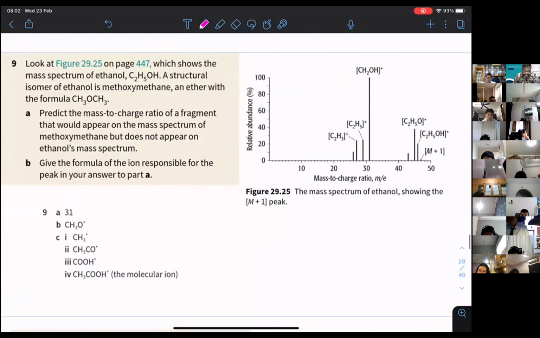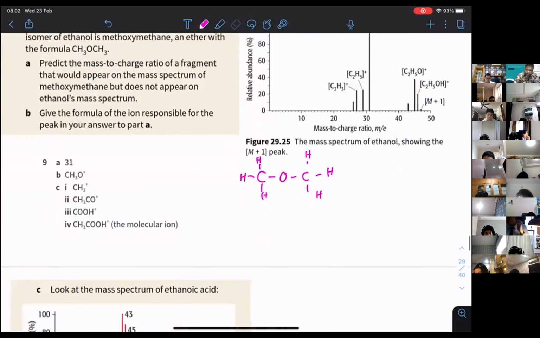For the next question, they ask you to look at the figure, and they say it is an ether with the formula CH3OCH3. They ask you to predict the mass to charge ratio of a fragment that will appear on the mass spectrum of methoxymethane but does not appear on the ethanol mass spectrum. This is methoxymethane, so let's look at ethanol, which is CH3CH2OH.